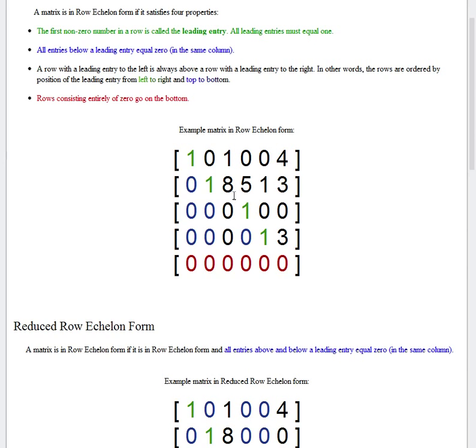There's no requirement stating that all columns have to have leading entries. And when you don't have a leading entry, there are not many requirements on that column. So you can see here that there's no leading 1 in column 3. There is a requirement that everything here is 0 in order for the subsequent rows to have leading entries further down the line. But there's no requirement on this 8 or this 1.